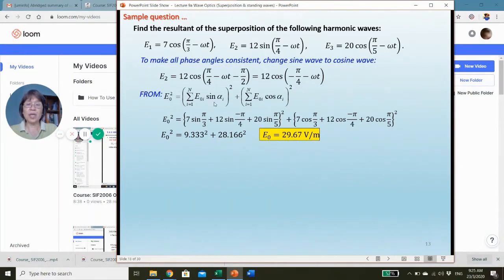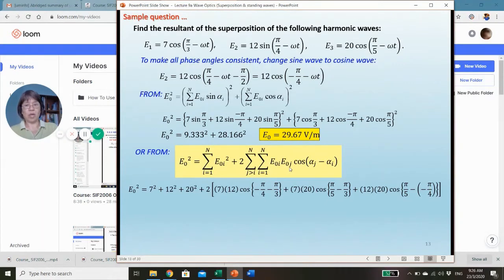So we have sine pi over 3, sine negative pi over 4, sine of pi over 5, and cosine pi over 3 plus cosine negative pi over 4 plus cosine pi over 5. Of course, the amplitudes are also inserted. Then you square this term and you square this term. This is what you have. And then you root it, you will get the resultant amplitude, which is 29.67 volts per meter. That is the electric field.